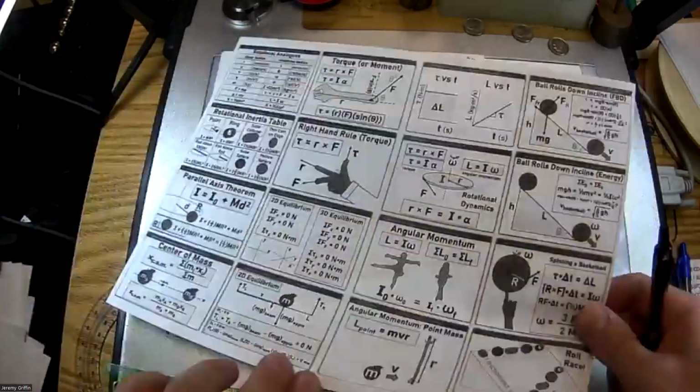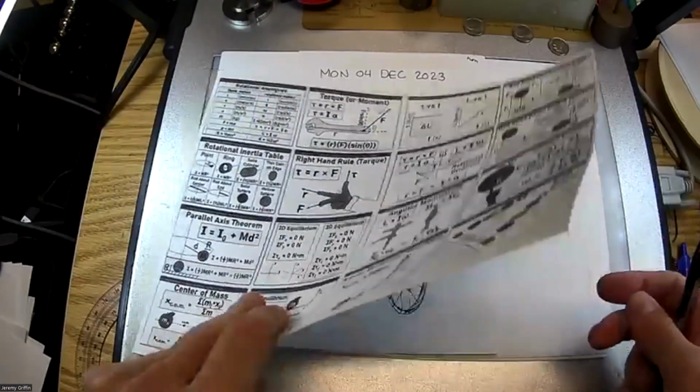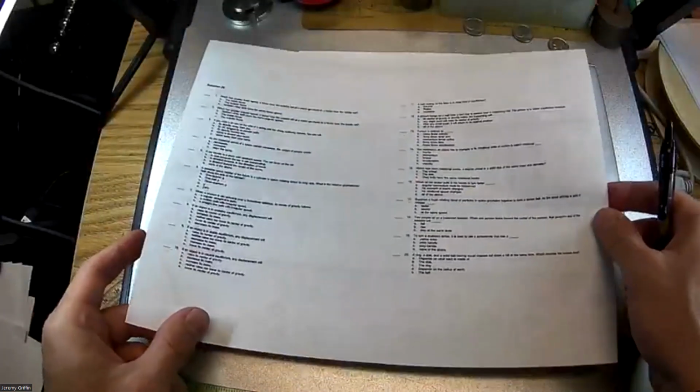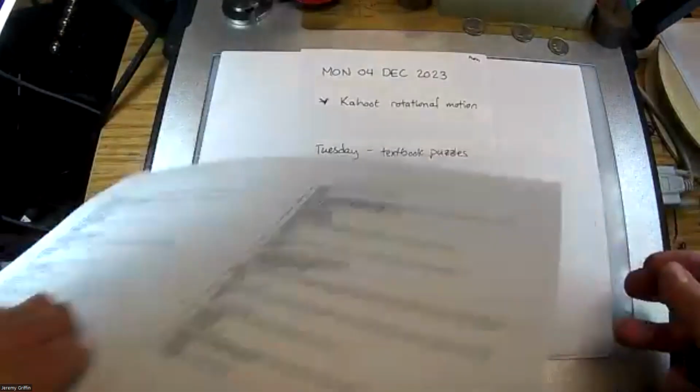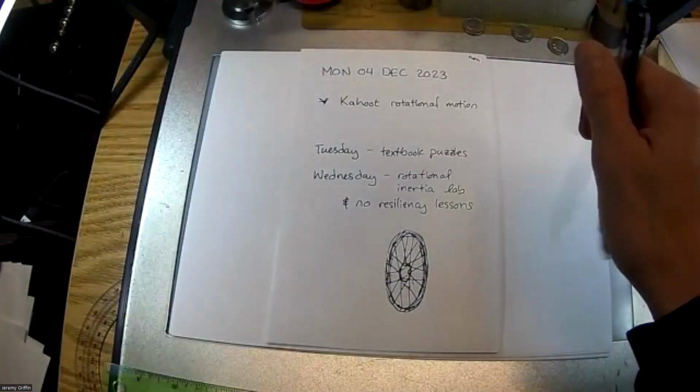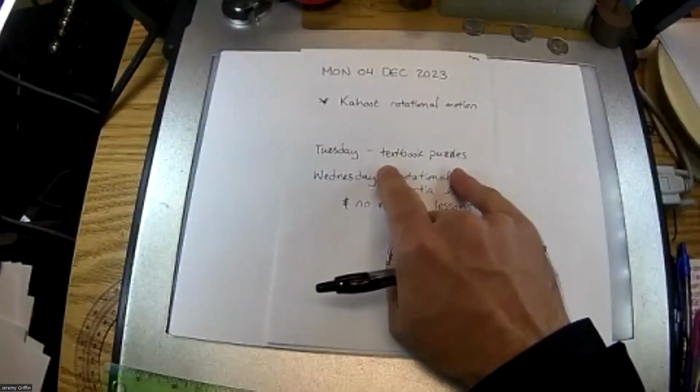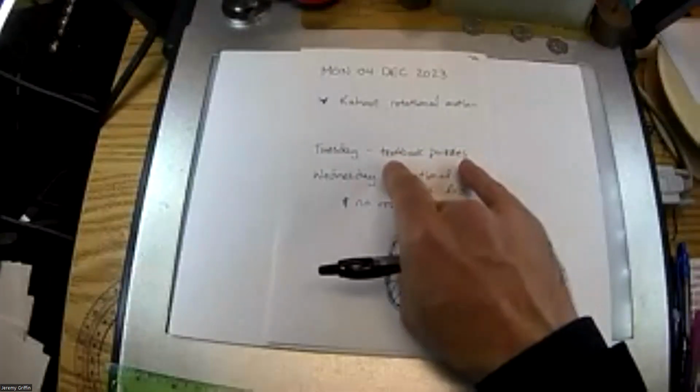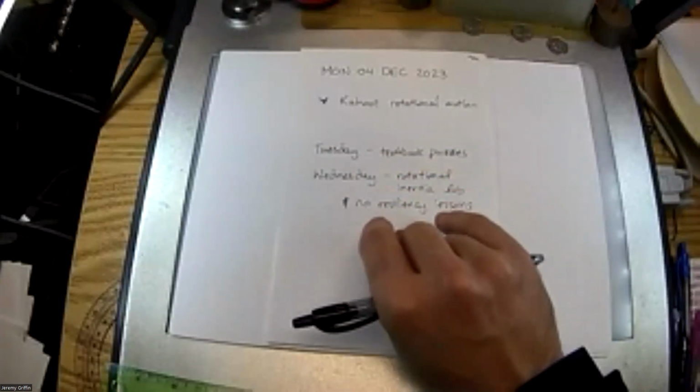If you want to follow along with the questions, they're printed on the opposite side of these thumbnail notes that I gave you guys about a week ago. So it's these questions right here, if you want a printed version. My plan is Tuesday, do more textbook puzzles with you guys. We got to start on those last week, but keep doing those.